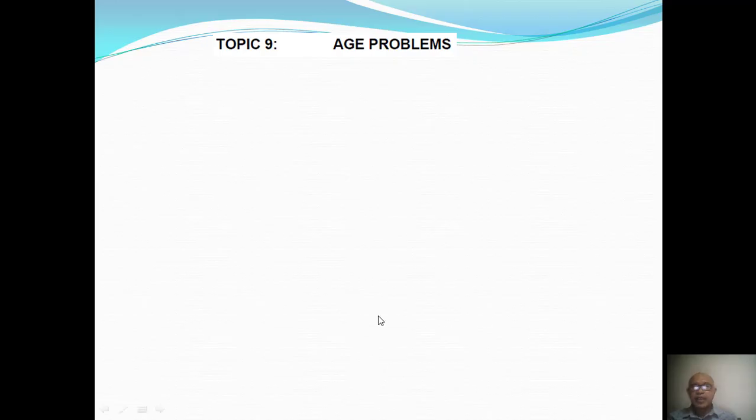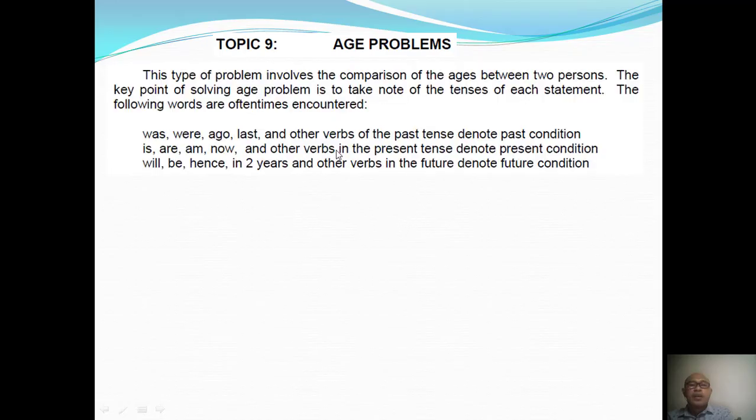So, ano bang diskarte in order to solve age problems? First, take note of the tenses of the problem. When we have the words was, were, ago, last, this denotes past condition. When you have is, are, now, this denotes present condition. And if you have will be, hence, in any years, this denotes future condition.